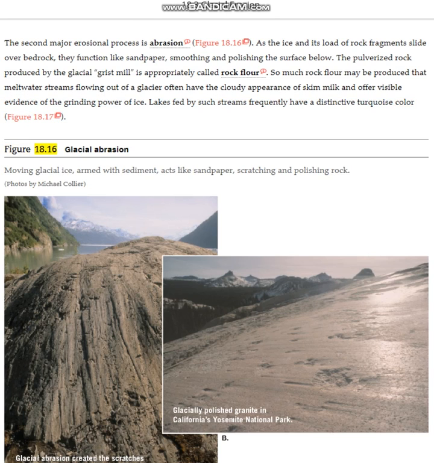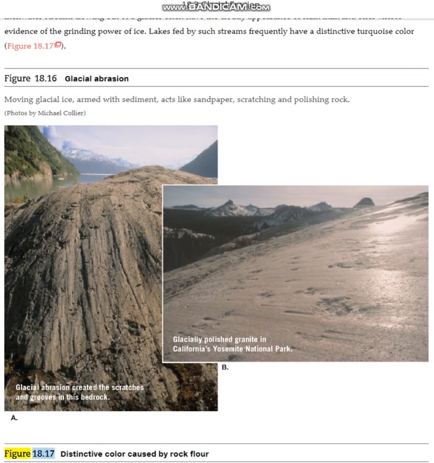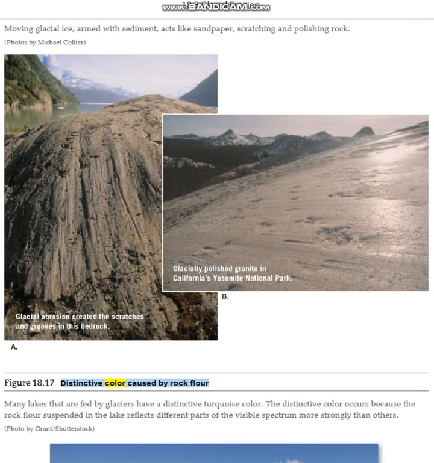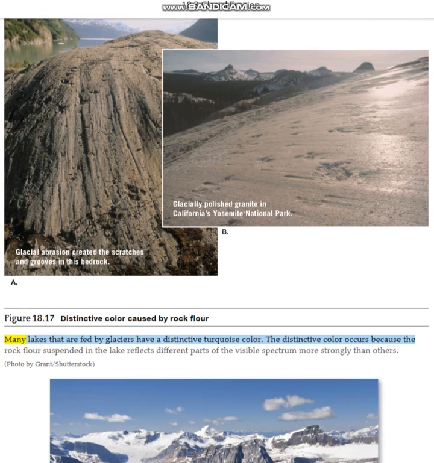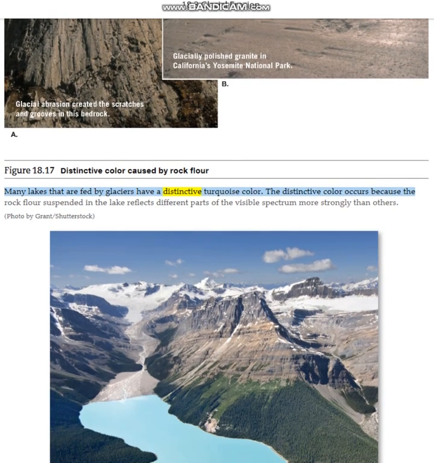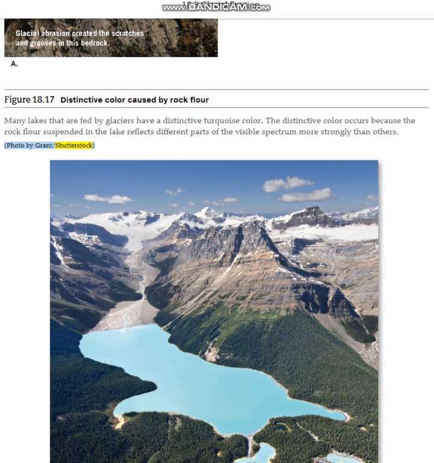Figure 18.16 Glacial abrasion. Moving glacial ice, armed with sediment, acts like sandpaper, scratching and polishing rock. Photos by Michael Collier. Figure 18.17 Distinctive color caused by rock flour. Many lakes that are fed by glaciers have a distinctive turquoise color. The distinctive color occurs because the rock flour suspended in the lake reflects different parts of the visible spectrum more strongly than others. Photo by Grant/Shutterstock.